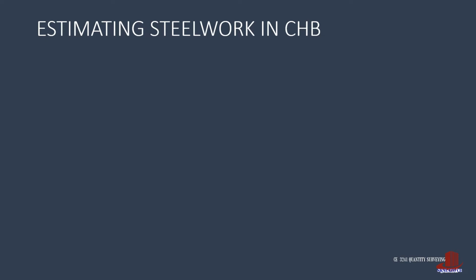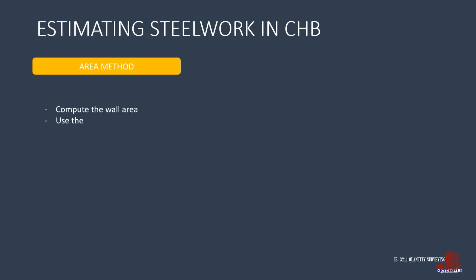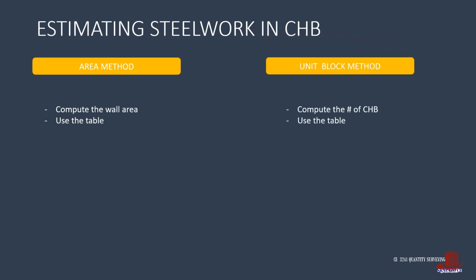For other construction activities, estimation is adopted. For example, if we are to estimate the steelwork in walls, there are two ways to do the job. One is area method, where we need to compute for the wall area and then use a table to compute for the rebars. The other is unit block method, where we compute for the number of CHB before using the table to estimate the reinforcement.